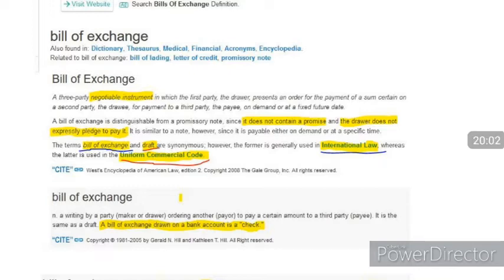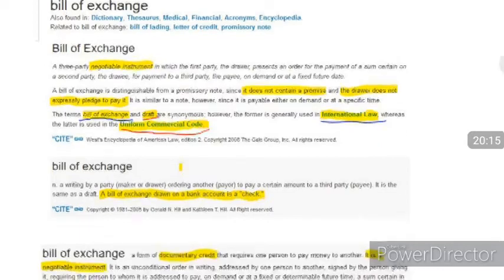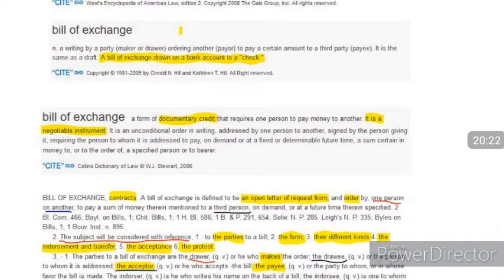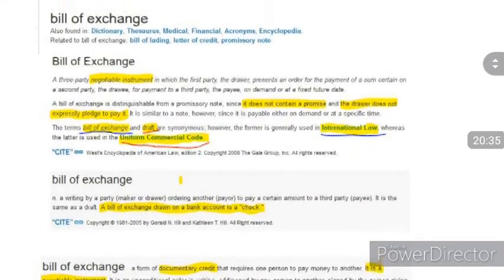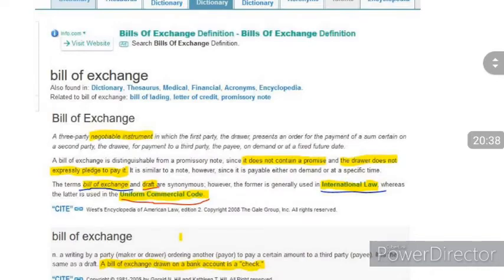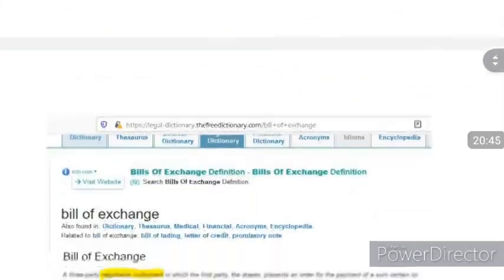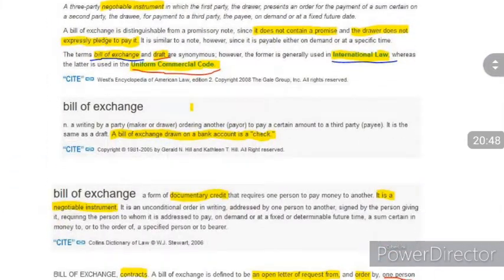The terms bill of exchange and draft are synonymous. It's just that one is international law, the bill of exchange, and draft is the UCC, the commercial code's term for it, but pretty much the same thing. A bill of exchange drawn on a bank is a check. So specifically, in public terms, you're doing a bill of exchange if it's a check. But a bill of exchange can be issued by an individual, as we just saw, and not a bank. So you can say it's not necessarily a check.